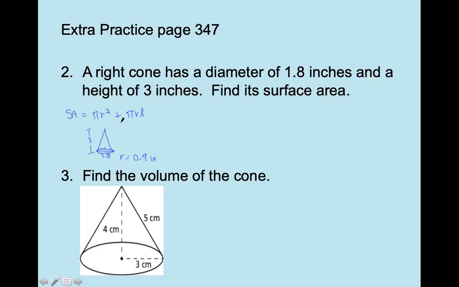All right, so let's fill in what we know and find our surface area. So our surface area is going to be equal to pi times the radius. Remember, our radius was half the diameter. So pi times 0.9 squared, that's our base, plus the lateral area, which is pi times the radius, which is 0.9. And then we need the slant height. All right, so now to find the slant height, one thing you need to notice about this, and I'll try to draw, let me get a different pen here.